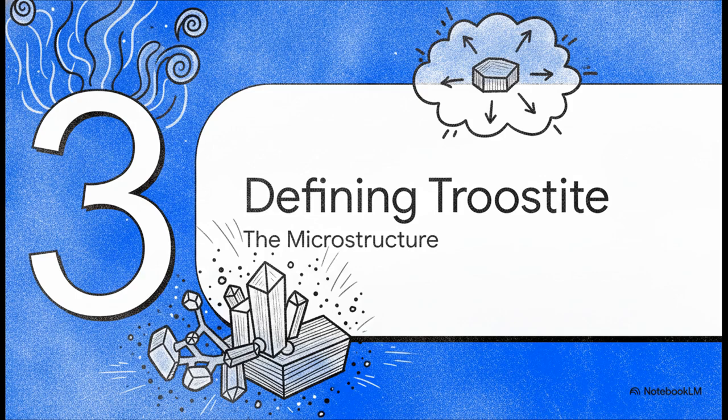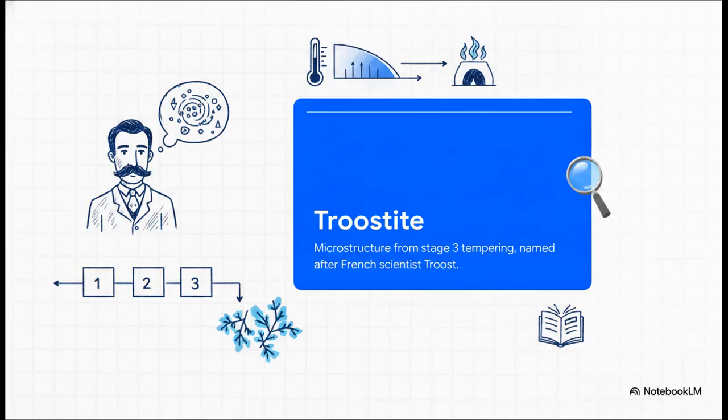Let's look at section 3, defining Troostite, the resulting microstructure. Enter Troostite. This is the star of the show, the distinct microstructure that forms right here in the third stage of tempering. And hey, here's a fun little nugget to help you remember it for your test. It's actually named after the pioneering French scientist, Louis Joseph Troost. I always find that putting a human face or name to these crazy technical terms makes them way easier to remember when you're sitting there staring at an exam paper.